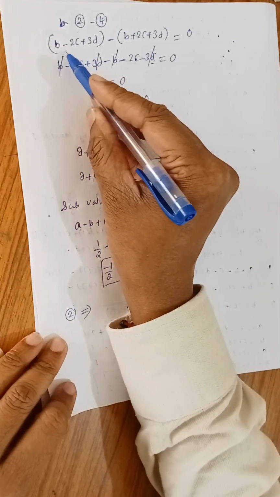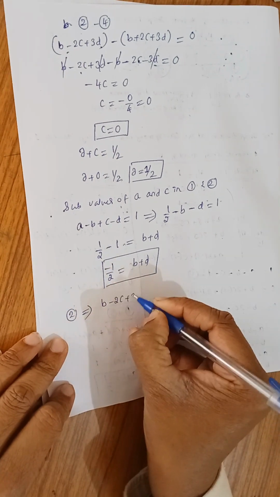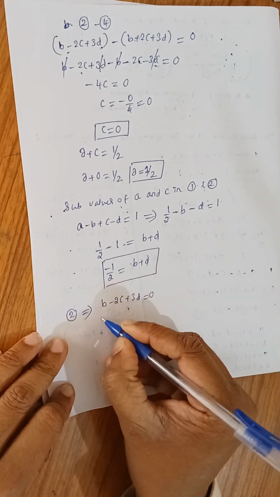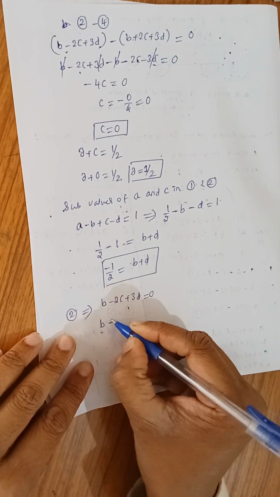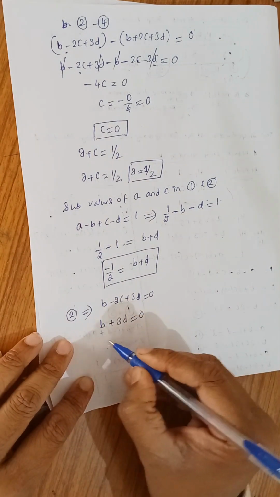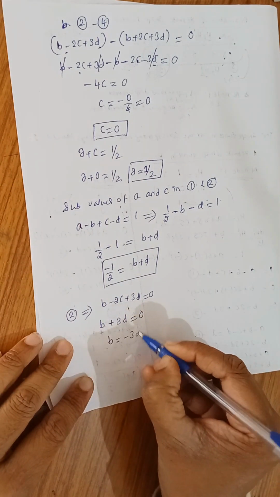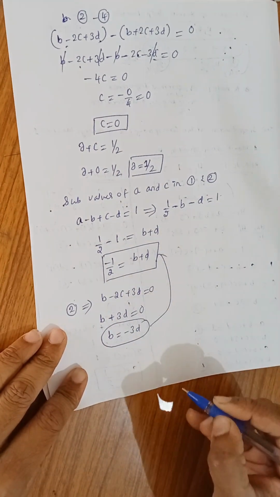Equation 2 is b minus 2c plus 3d equal to 0. That implies, let's find the b value only, b plus 3d equal to 0, because the c value is 0. So b plus 3d equal to 0, or b equal to minus 3d. So let's substitute this value over here. So what do I get?